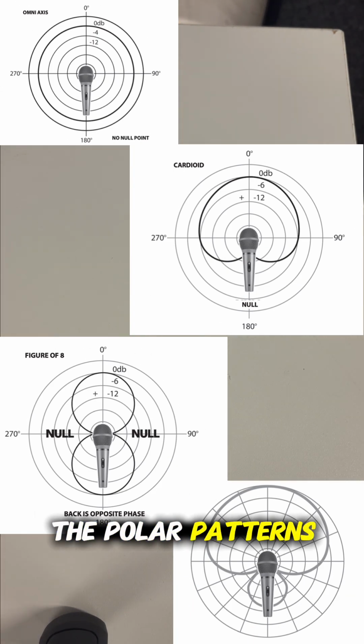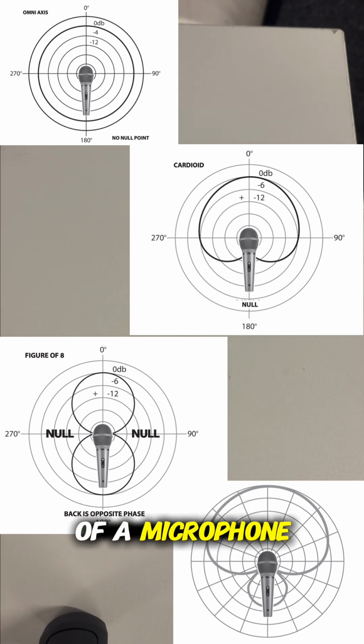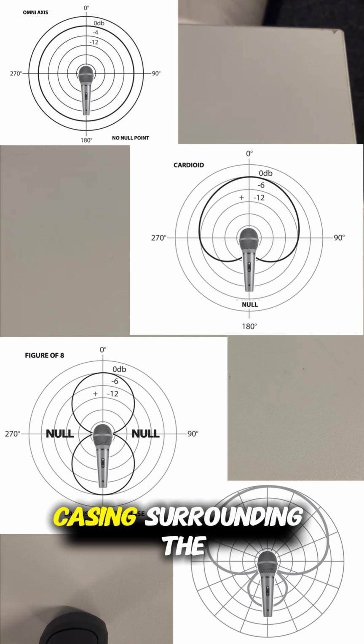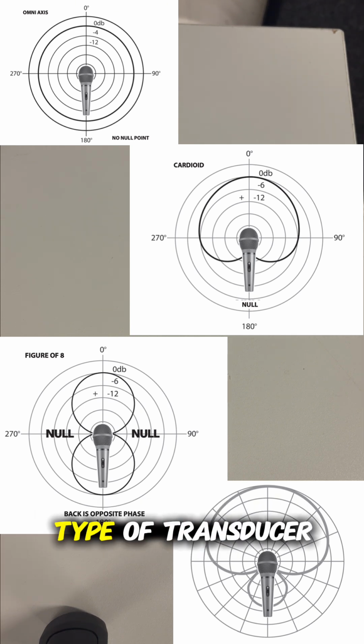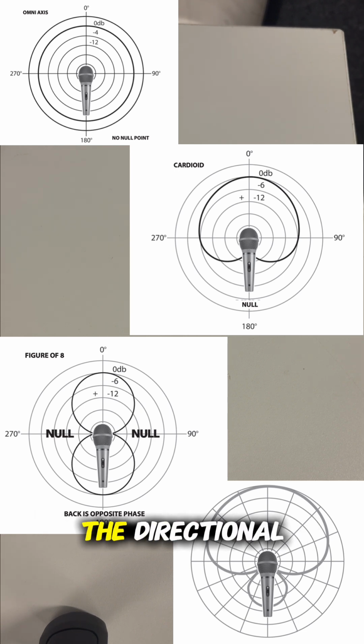What are the polar patterns? The polar patterns, or directional response, of a microphone is the way in which the microphone responds to sounds coming from different directions around it. It is determined more by the casing surrounding the microphone than by the type of transducer it uses. You can record the directional response of a microphone on a polar diagram, which shows the level of signal pickup, most of the time in decibels, from all angles and at different frequency ranges.